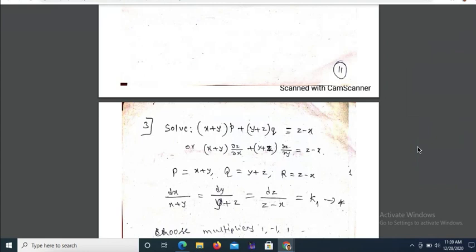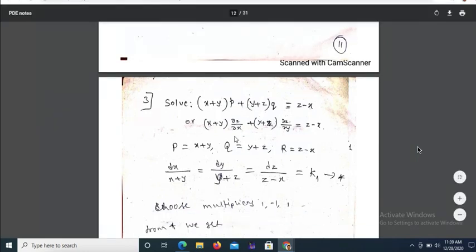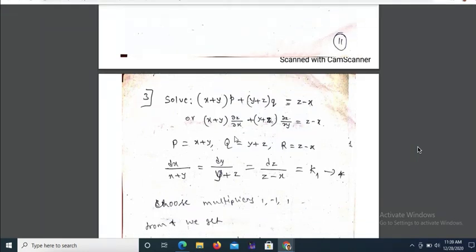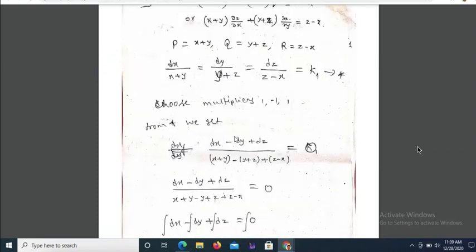Okay, come to the next problem. Solve (x plus y) p plus (y plus z) q equal to z minus x. So capital P is x plus y, Q is y plus z, R is z minus x here. So you can write dx by (x plus y), dy by (y plus z), dz by (z minus x) equal to k1. We call it k1 again.